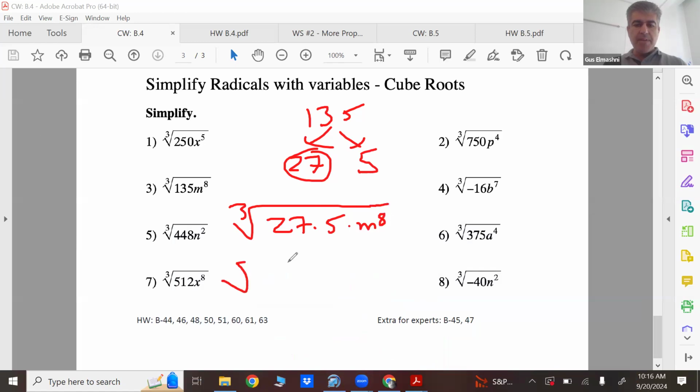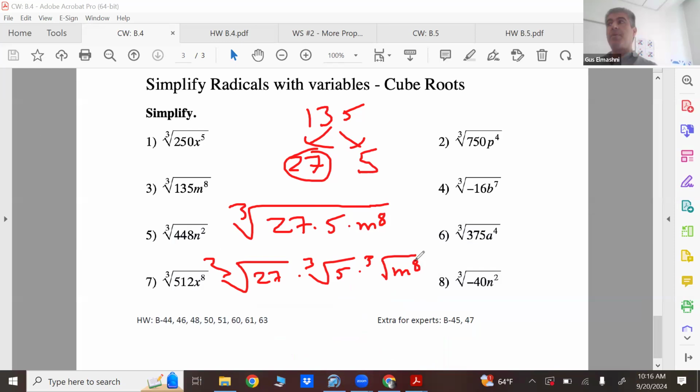All right, so let's break it down like this. Cube root of 27, cube root of 5. And to be really frank about the way to go about this, as you get really good with this, you don't have to keep doing it this way. You could just sort of just do it. But in the beginning, I think it helps to be more methodical, right? What's cube root of 27? 3.